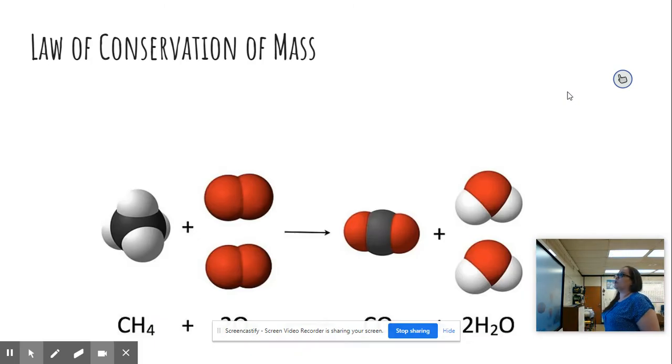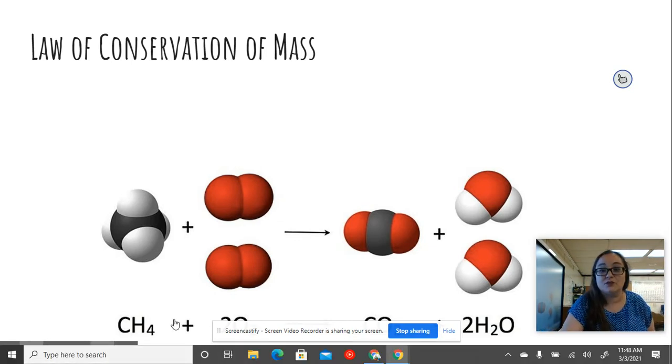So the first question is, what is the law of conservation of mass? What does it mean? I'm trying to move it on the thing. Actually, that should work. Anyway.